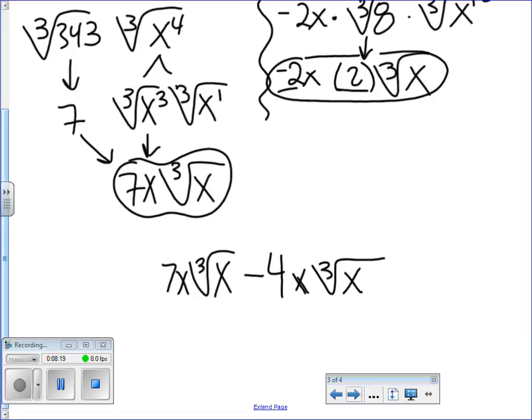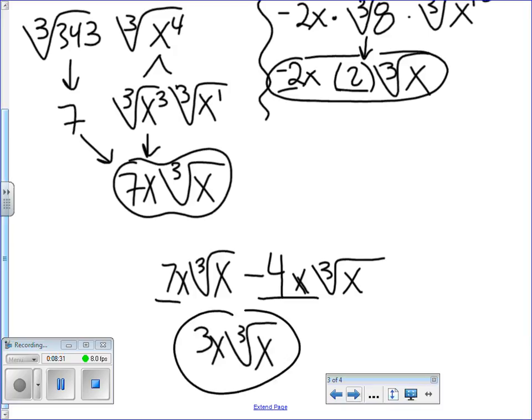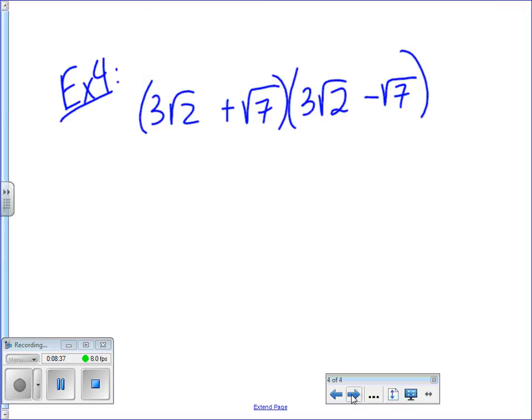And then let's see if we can combine the coefficients. 7x minus 4x. Yeah, I can definitely combine those. 7x minus 4x is 3x. And I leave the cube root of x. All right. Let's go on. So this is the last example we're going to do.